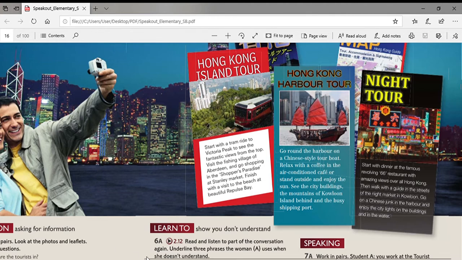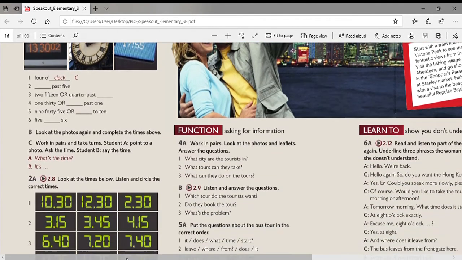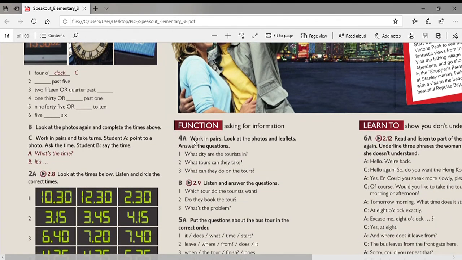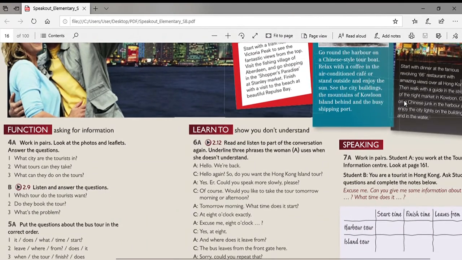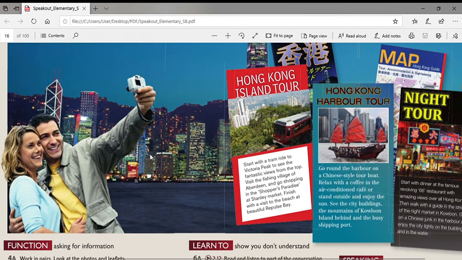So what question do we have? The first question in exercise 4a asks, what city are the tourists in? How do you think, what city are they in? All three leaflets show us the information about Hong Kong Island Tour, Hong Kong Harbor Tour, Night Tour. So all these tourists are in Hong Kong.